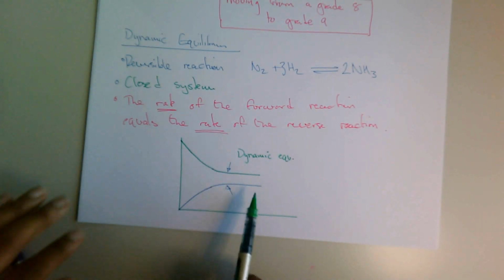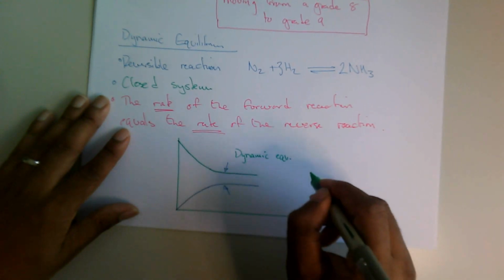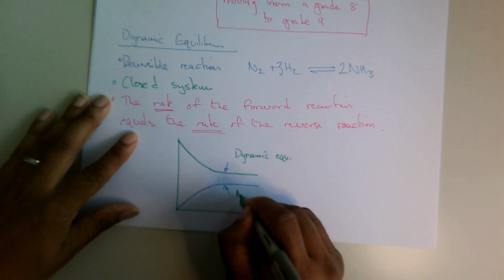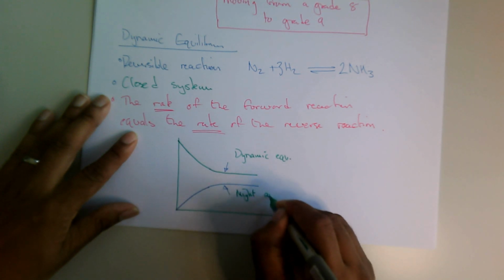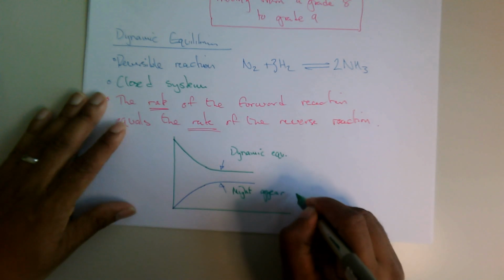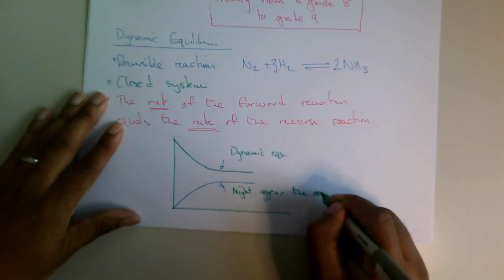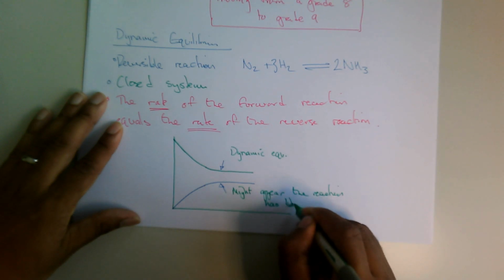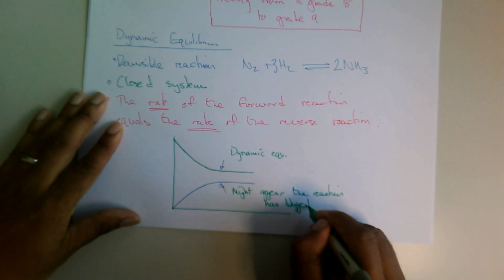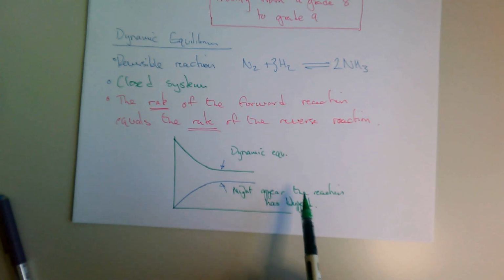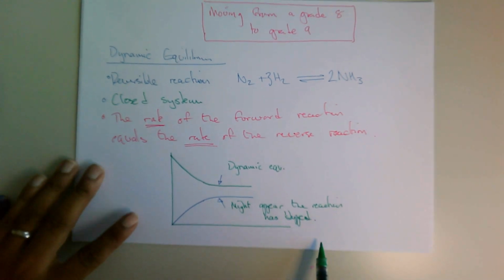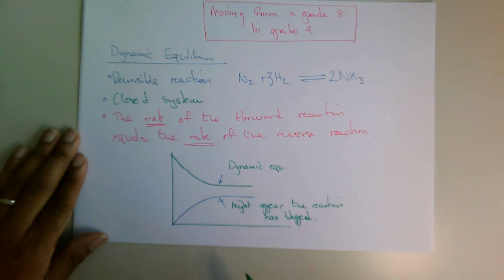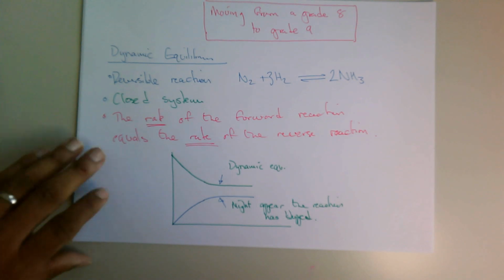and it may also appear that the reaction has stopped. But actually what's just happened is, because the rate of the forward reaction equals the rate of the reverse reaction, the reaction is still proceeding, but it has reached dynamic equilibrium. So that's the crucial bit around dynamic equilibrium.